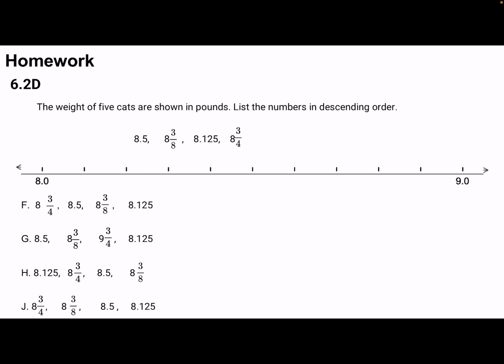Okay, this one is for you to do on your own. We've got the weight of 5 cats right here below, and they're shown in pounds. And we need to list the numbers in descending order. I'd like you to convert all to decimals, make a table, and I'd like you to plot them on this number line. Make sure you first figure out what each of these little marks are counting by.